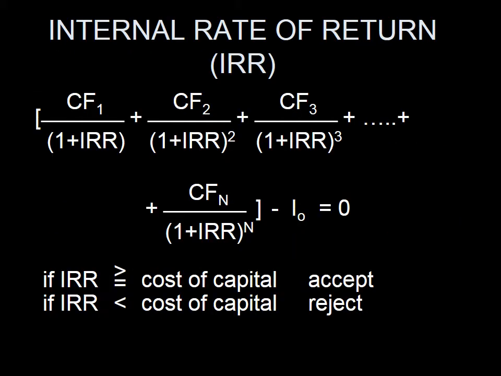The third capital budgeting technique that we want to take a look at is the internal rate of return. Notice that this formula is very similar to the net present value formula. You've got your cash flows each year that you're discounting. The only thing that's different is we're discounting by the internal rate of return rather than the cost of capital. Instead of K here, we've got the internal rate of return.